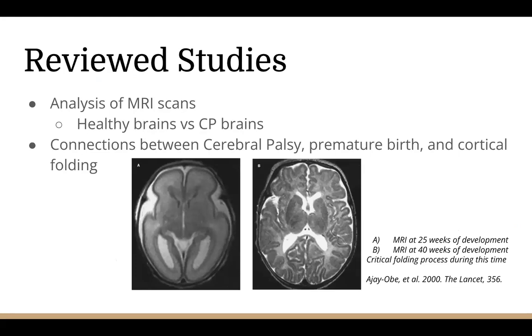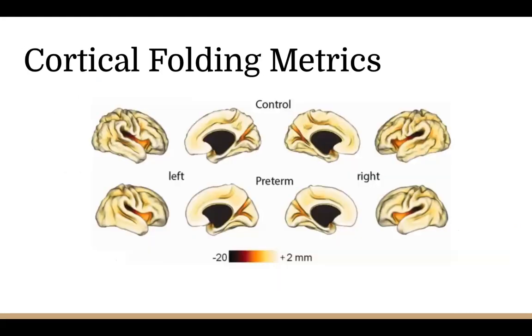For this project, we systematically reviewed 6 studies that focused on the connections between cerebral palsy, premature birth, and cortical folding. These studies obtained results by analyzing MRI scans of people born pre or full term and with or without cerebral palsy. Many of our reviewed studies included comparisons of brain structure between preterm infants and full-term control infants. One of the main differences found was a reduced sulcal depth for preterm infants with cerebral palsy. This reduced sulcal depth relates to 3 of the main metrics that affect abnormal cortical folding.